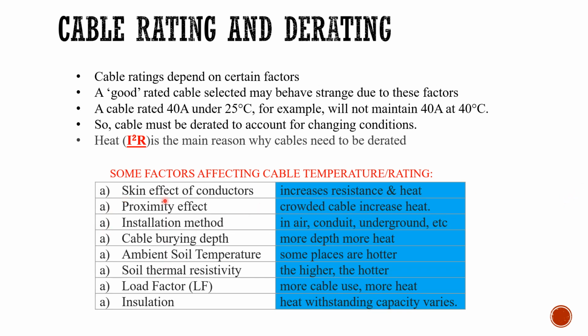For instance, skin effect of conductors. You know that current doesn't use up all the cross-sectional area. It tends to flow at the skin of the conductor. At high temperature, the skin effect increases, and this means an increase in the resistance of the conductor, and therefore heat increases, because the more the resistance increases, the more the heat, I squared R, increases.